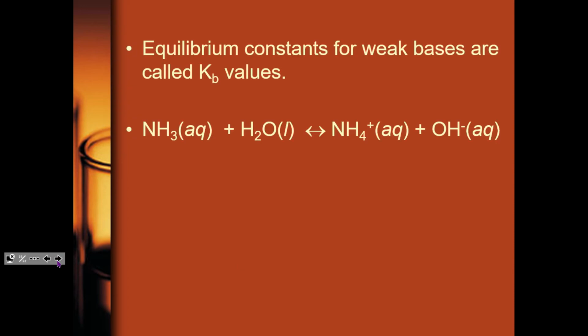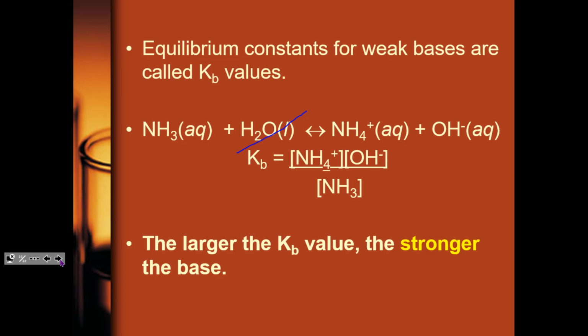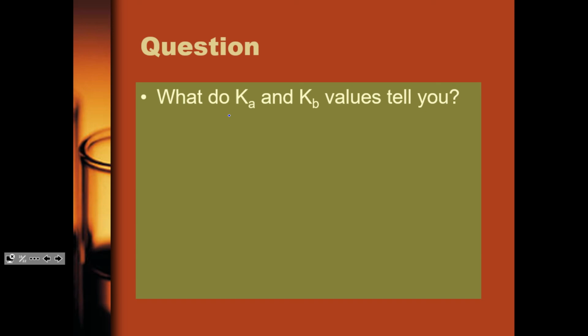For weak bases, we're going to do the same exact thing. But remember that pure liquids don't get included, neither do pure solids. So you'll notice that H2O does not show up in this equilibrium expression. The larger the Kb value, the stronger the base. So what do Ka and Kb values tell you? Well, they tell you the relative strength of the weak acids and bases that we encounter.